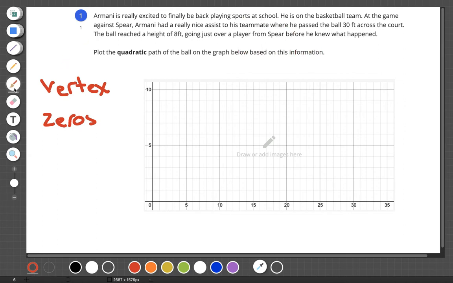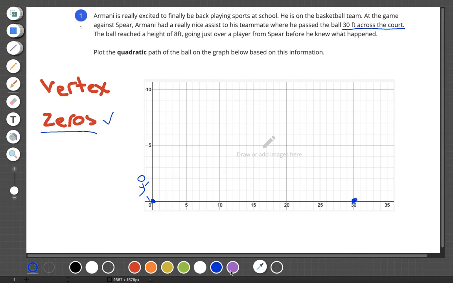So let's think about this. I like to start with the zeros because usually it's a little easier. We'll see. So if we think about these zeros, remember the zeros are going to be the x-intercepts. So what's going to tell me an x-intercept? Well, usually that's our distance. So we can think of it like Armani's standing here and he passes the basketball. So the basketball is going to start here, and he passed the ball 30 feet across the court. So it's going to go up somewhere, I don't know, but it's going to go 30 feet across the court to here. So that would be the first 2 points, our zeros.